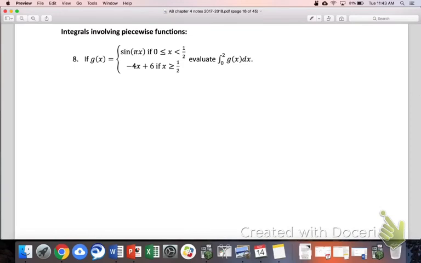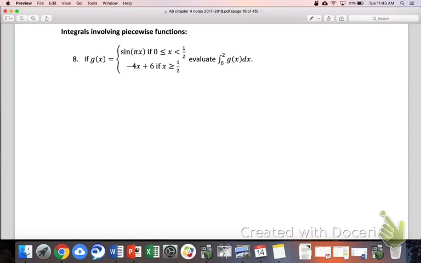Okay, so if g of x is equal to that piecewise, we'll go back and do 4.3, the last little example there. So if g of x is equal to that right there, evaluate the integral from 0 to 2 of g of x. You notice, of course, that the split in the piecewise is right in between my limits of integration. It's not in the middle, but it's in between, right? 0 to 2, the 1/2 is in there. And so we're going to have to consider how this is all going to work out.